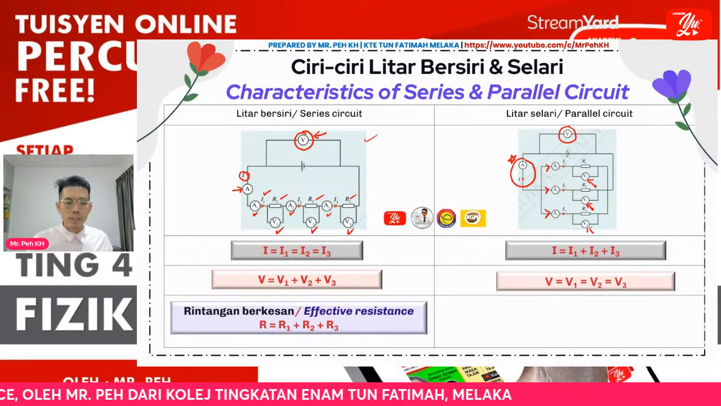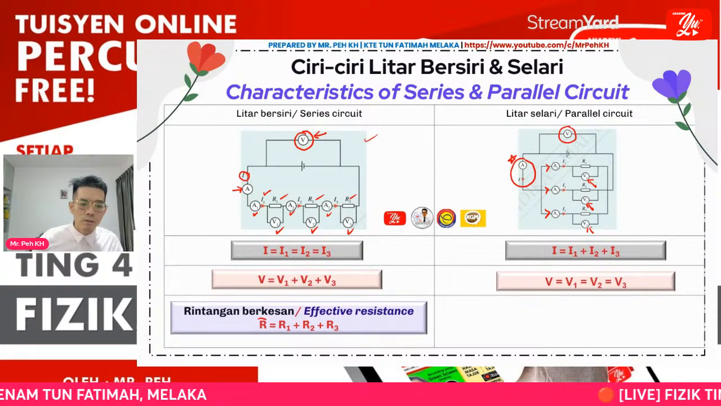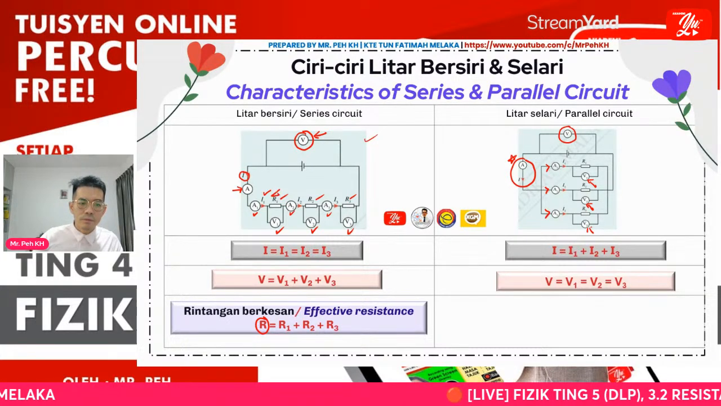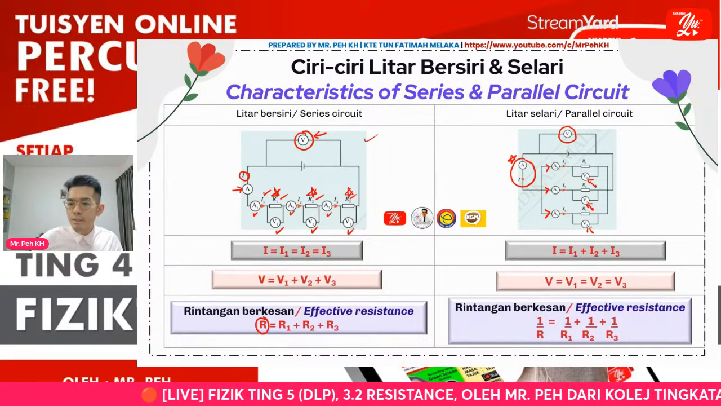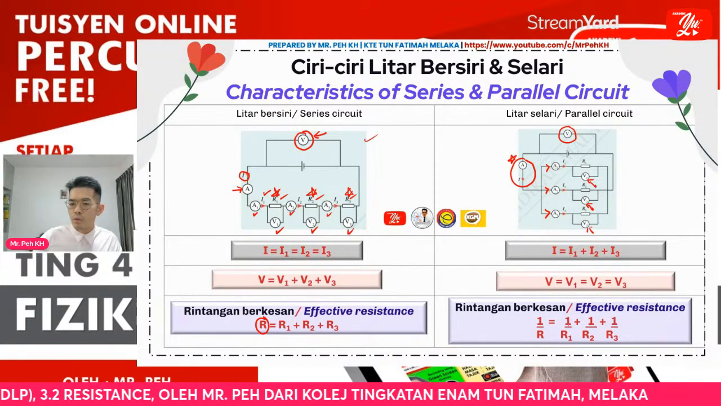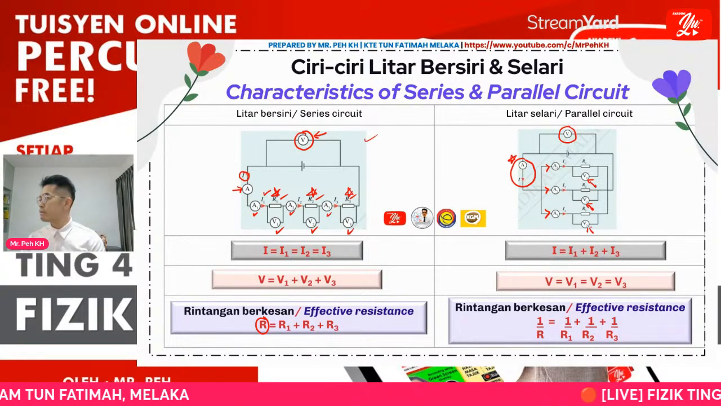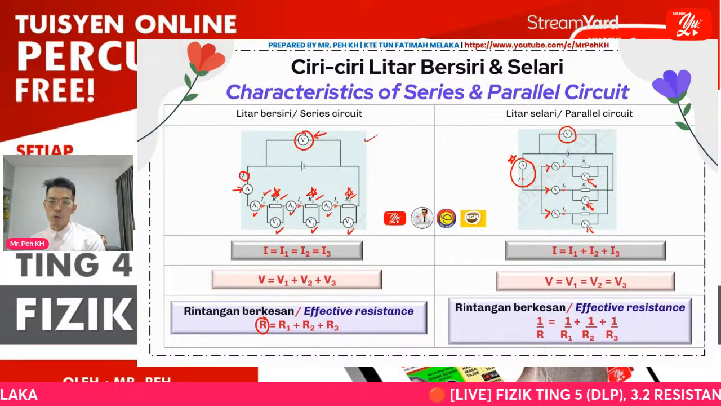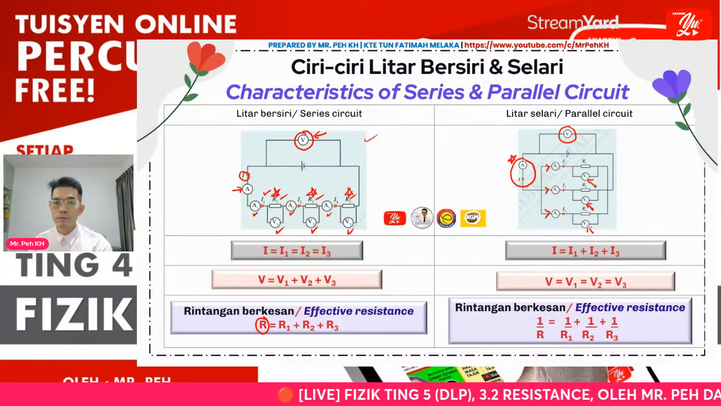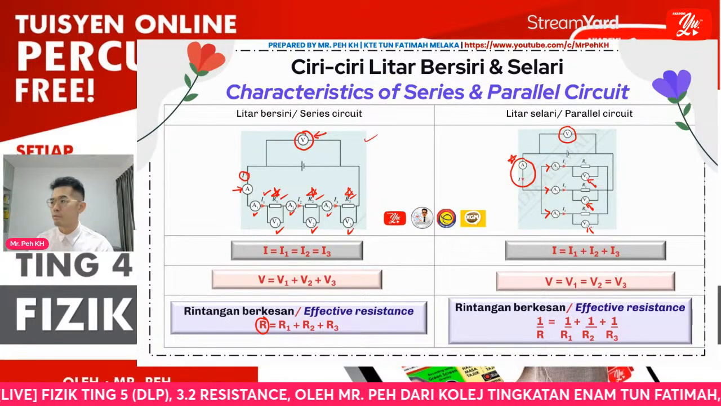Okay, then the next will be the effective resistance. So the effective resistance R for the series circuit will be equal to R1 plus R2 plus R3. For the parallel circuit, the effective resistance uses this formula: 1 over R equals 1 over R1 plus 1 over R2 plus 1 over R3. So basically, there will be a different formula you apply with each circuit. And here, the question will be related to a combination of both series and parallel.